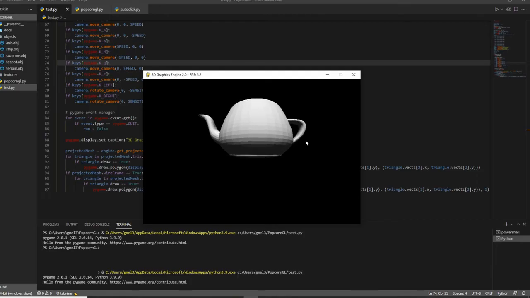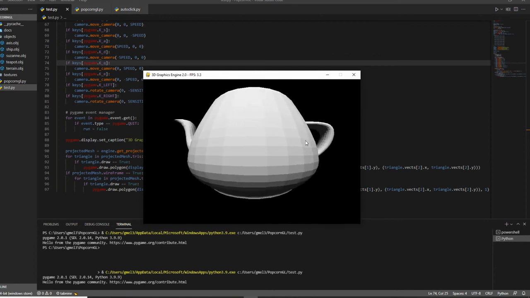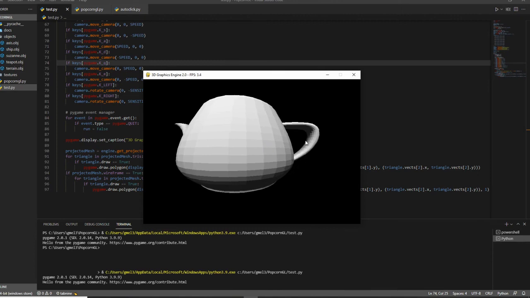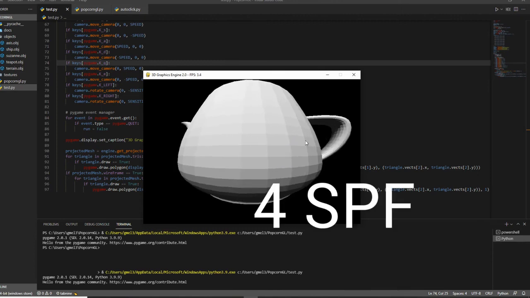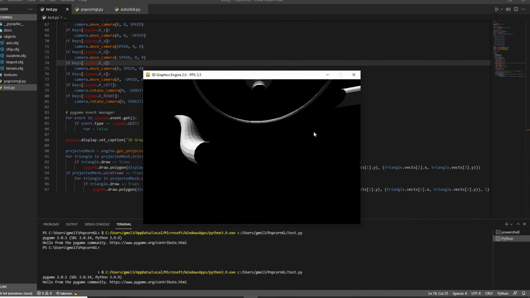The reason I didn't do texturing is because of performance issues. Pygame doesn't like having to deal with images, and because of that I was getting about 4 seconds per frame. That is, 4 seconds to render a single frame.